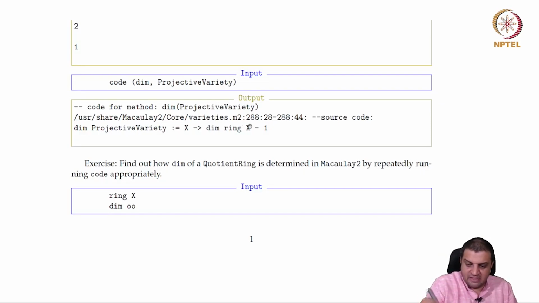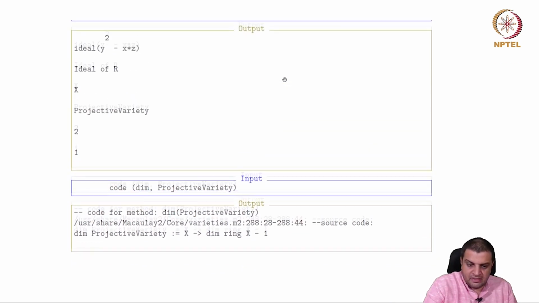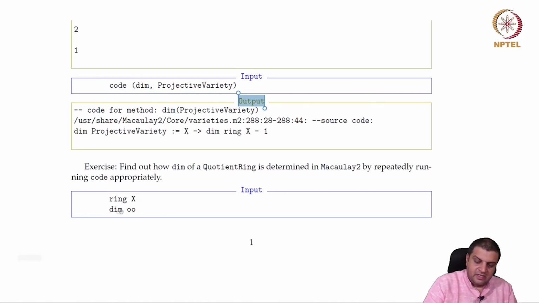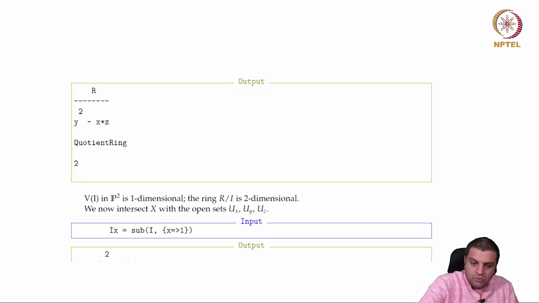Let's ask for ring of x. Ring of x is this. Then ask for its dimension: ring of x, and then dim of the previous output. When we ask for the ring of x, it tells us it is R mod y square minus xz. I mean, we knew this, but it's a good idea to run these commands and check. And it is of type quotient ring.